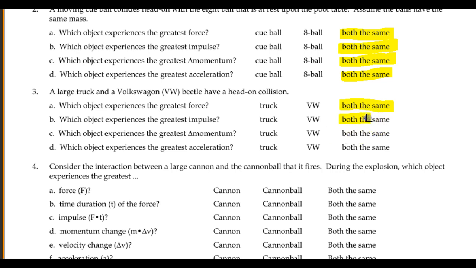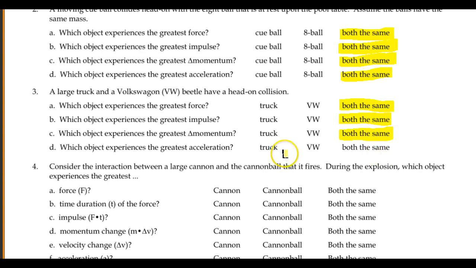Which object experiences the greatest impulse? Force is on for the same amount of time. The force is the same. Impulse is the same. The change of momentum is equal to the impulse. Therefore, it must be the same for both.